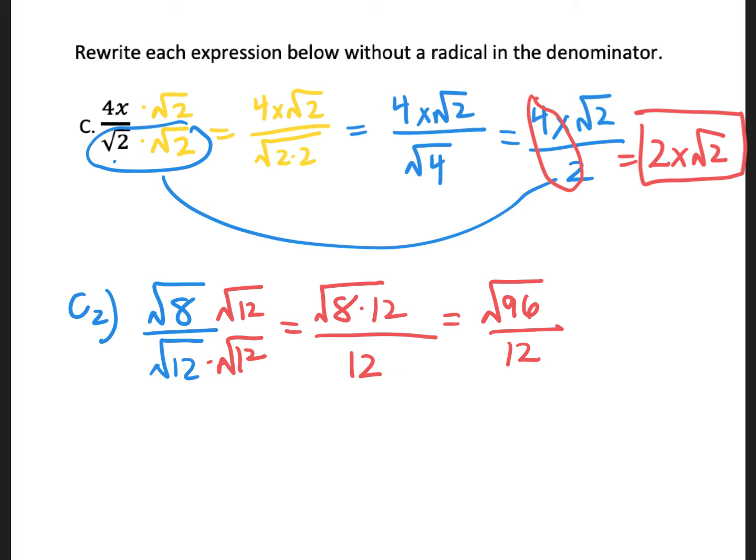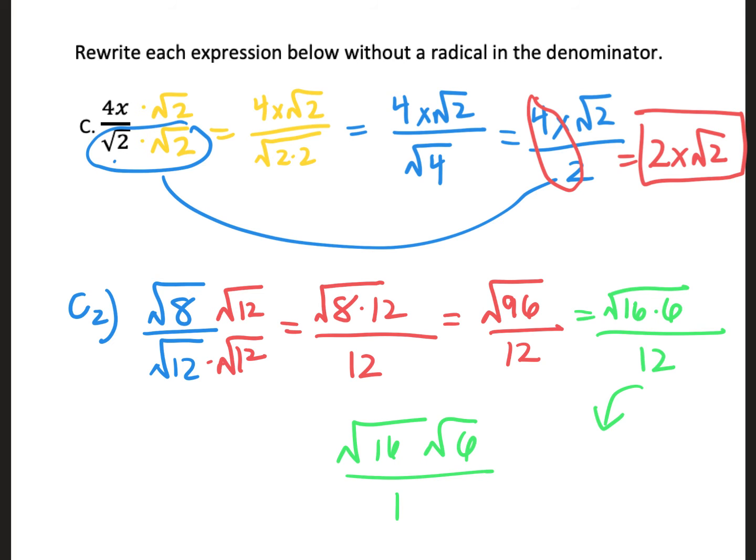I believe that's 16. I can rewrite 96 as the square root of 16 times 6. Again, all of that is divided by 12. Again, I can break this down, so I'm taking the square root of 16, the square root of 6, all divided by 12. Let me erase my arrow because it doesn't even point to what I just did. Again, the square root of 16 will give you 4. You'd have 4 root 6 divided by 12.